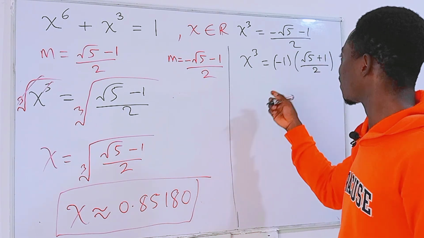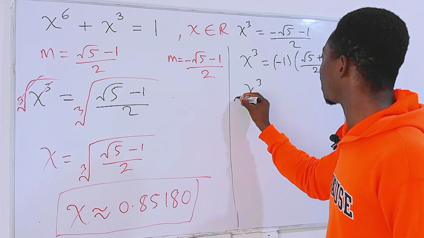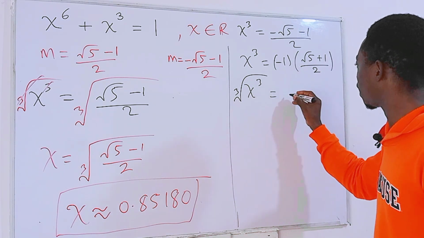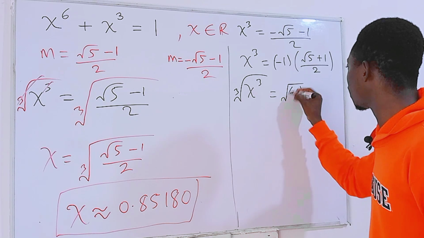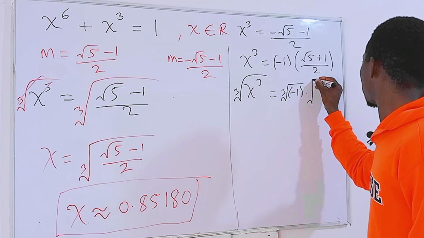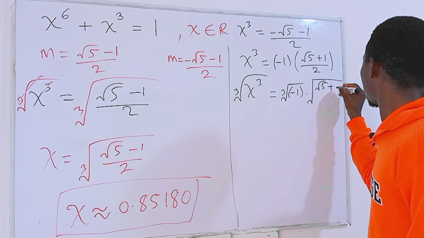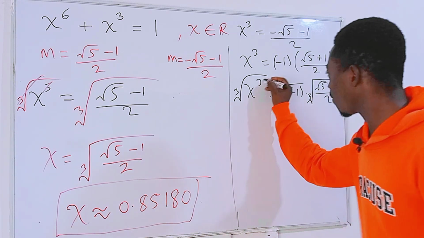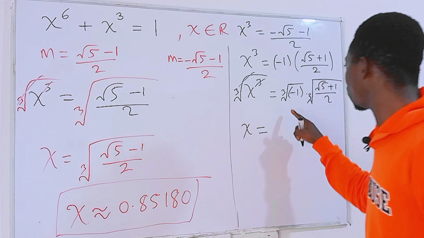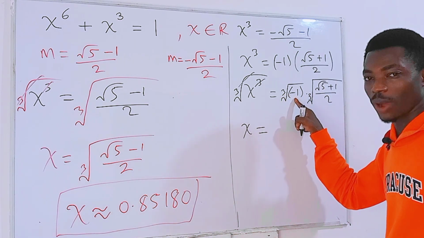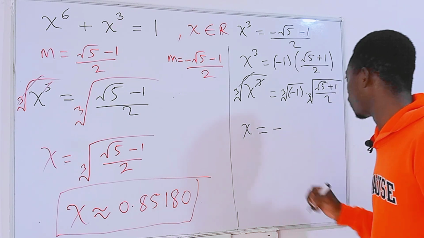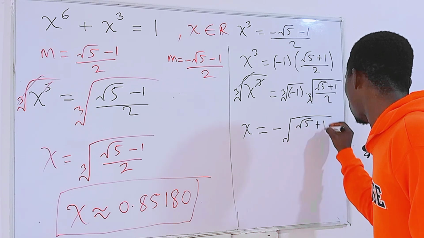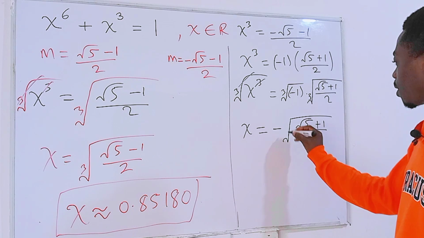We are looking for x, so still we will take the cube root on each side of the equation. But here, this is where the attention is, that's why I've written it again. You have cube root of -1 times cube root of square root of 5 plus 1 divided by 2. Easy. So this and this will go. We have x is equal to, take note, cube root of -1 is -1. So I'm going to put negative right here. Then we are left with cube root of square root of 5 plus 1 divided by 2.